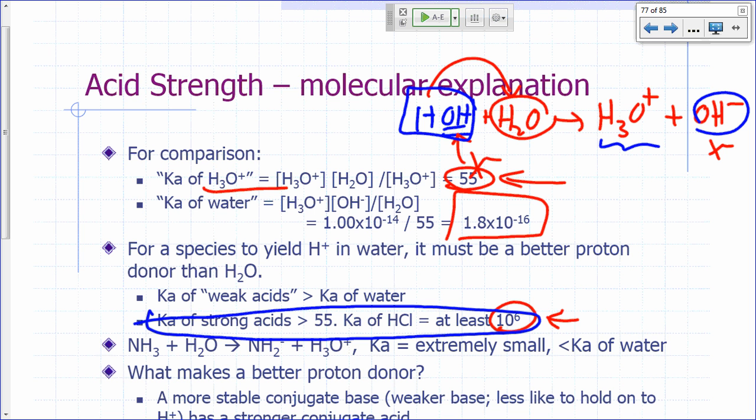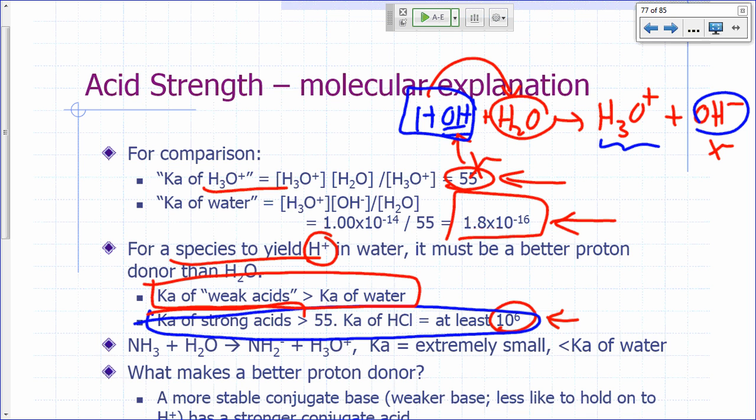Because there are so many water molecules there that can pick up that proton to give you hydronium ion. So if you have a species, for that to be able to yield H plus or hydronium ions in water, it must be a better proton donor than water. So what we call weak acids are those acids that have a Ka larger than 1.8 times 10 to the negative 16. They're better than water. The strong acids are better than hydronium.